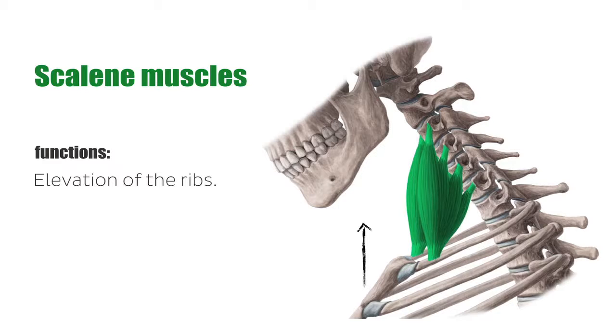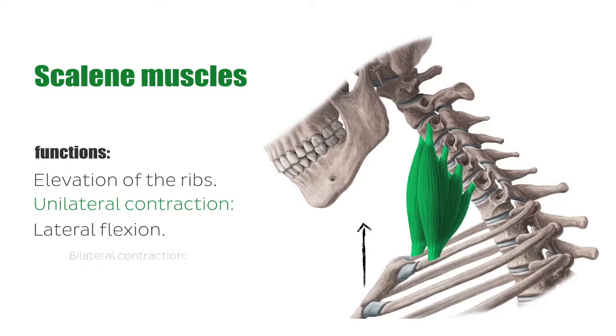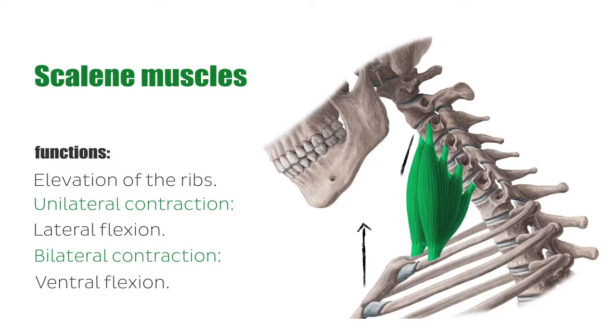When one of the muscles contracts, what we call unilateral contraction, this will bend the cervical spine to the side, or what we call a lateral flexion. Then when the 2 muscles contract, or what we call bilateral contraction, specifically of the anterior scalene muscle, this will cause bending of the cervical spine to the front, what we call ventral flexion, as you can see here also represented by this arrow.